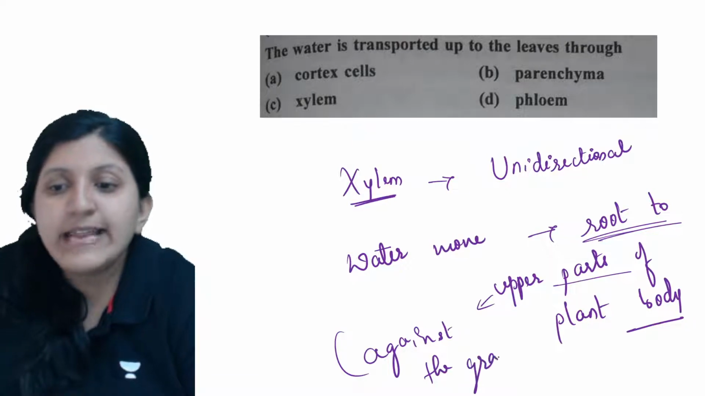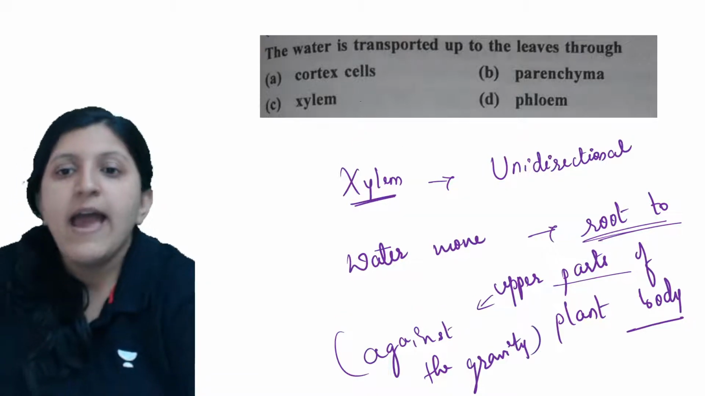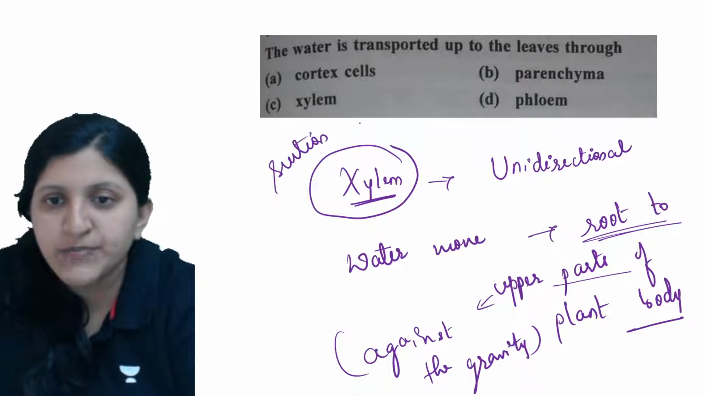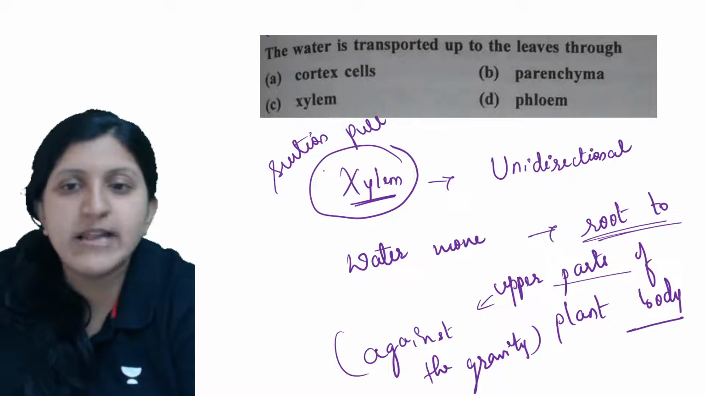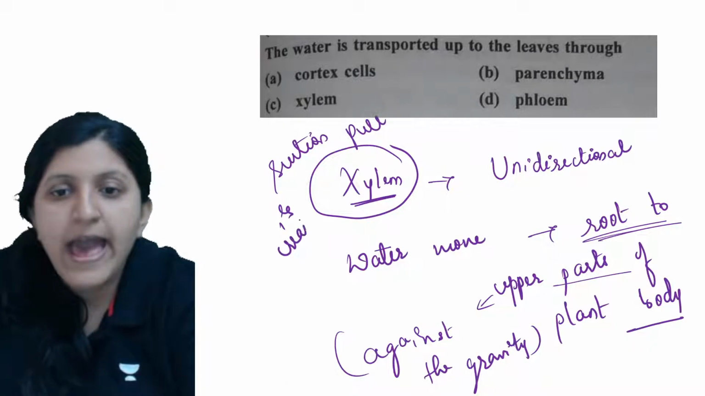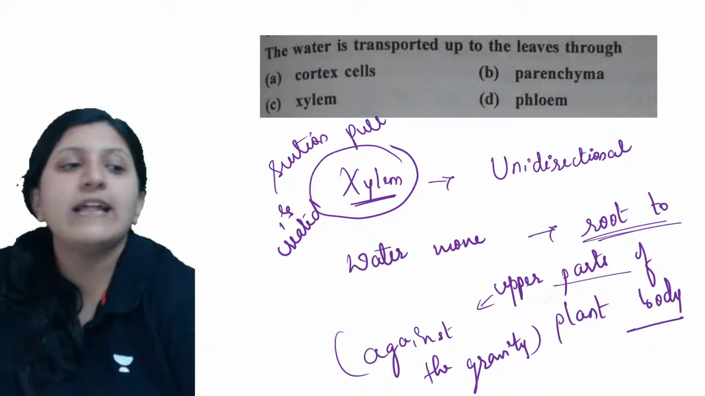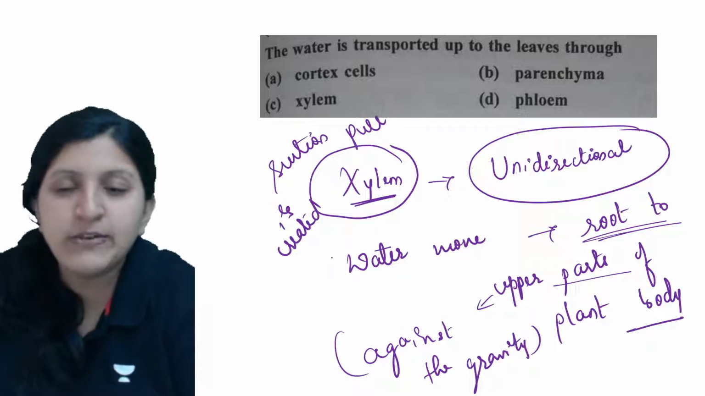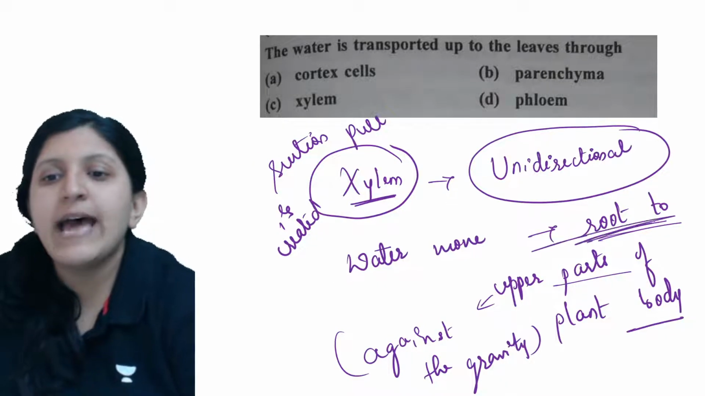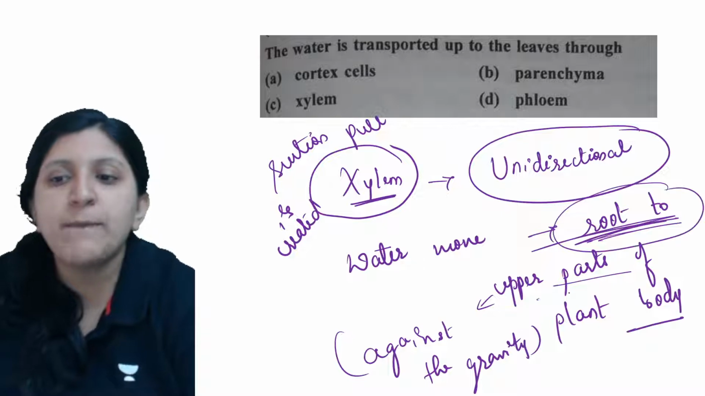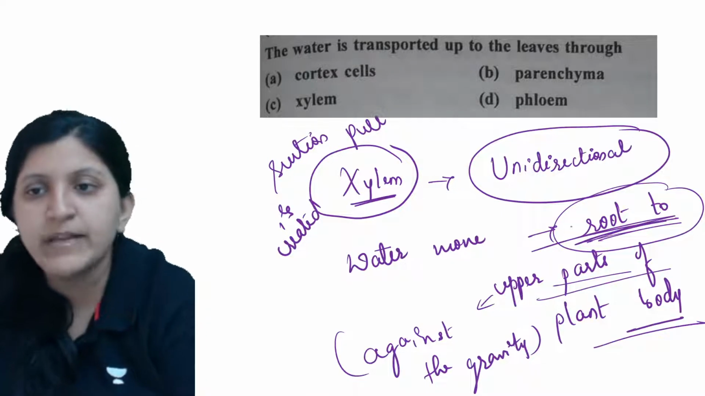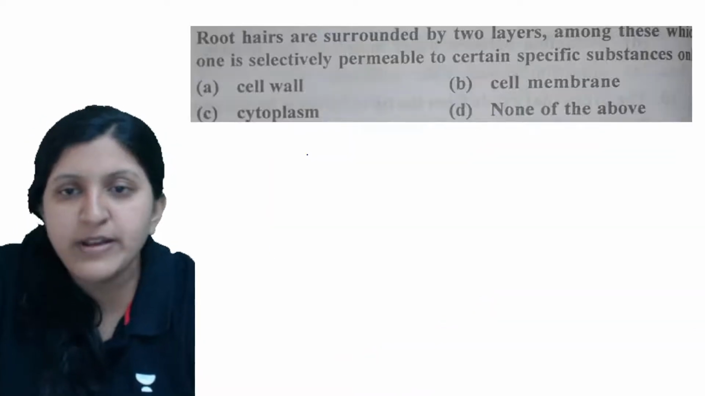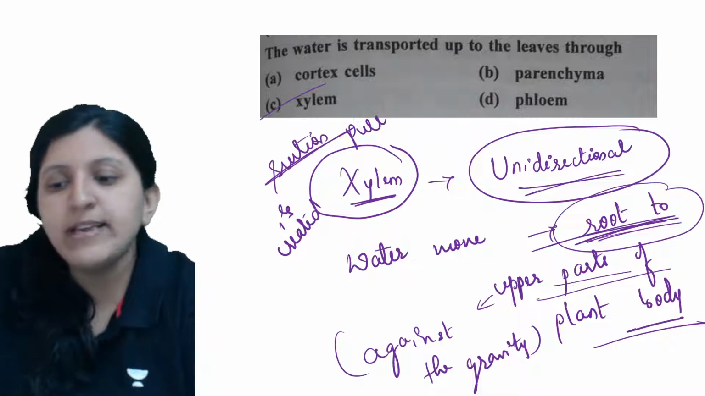In that case, a pull is required, and in the xylem a suction pull is created. At the xylem itself the suction pull is created, and that's the reason the water will move in a single direction, that is unidirectional, from the root to the upper aerial parts of the plant body, against gravity. So the answer for this one is xylem.